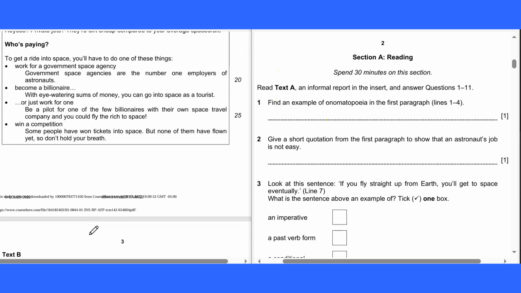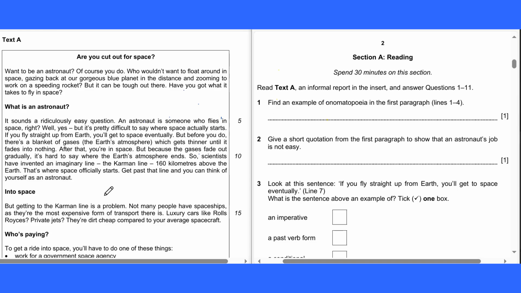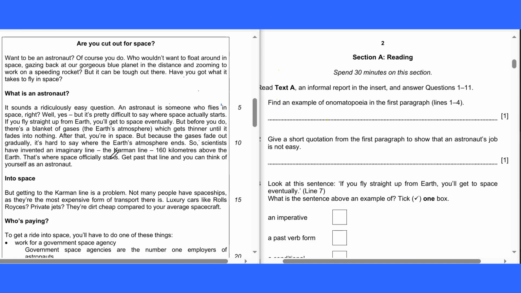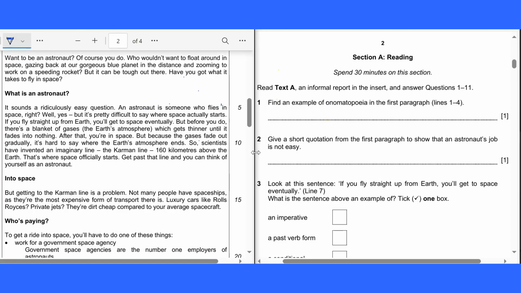Alright, so that's the end of text A. Now we will do questions based from this. Are you cut out for space? Let's see question number one. Questions 1 till 11 are for text A.